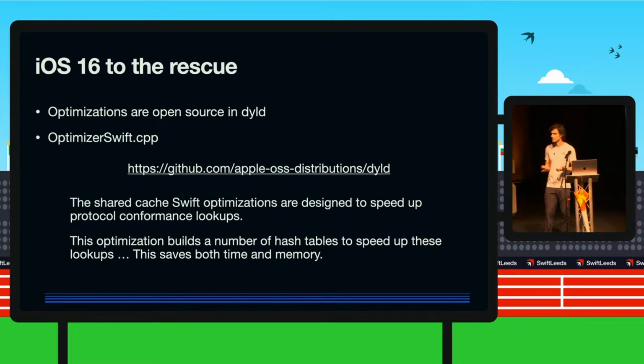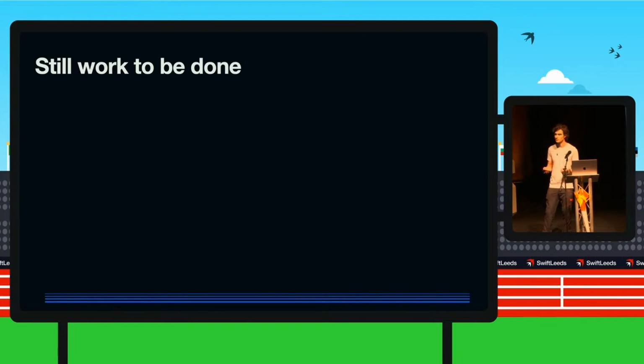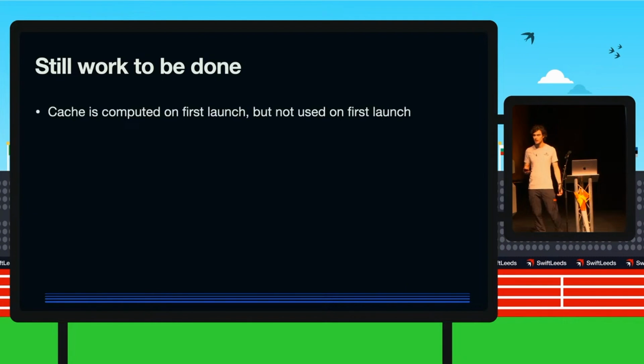So great, you'd think iOS 16, that's been out for like 2 years now, maybe I don't have to worry about this anymore. Yet the demo that we saw earlier showed that this still took 470 milliseconds. So there is still something that we need to be doing here. It turns out in DYLD, they're computing this cache on the first launch, but then they're not actually using it on the first launch. So the first time you open the app, there's this O(n) linear scan being done, the cache is being built up, but then every future conformance check during that launch of the app is still taking the n squared slow path.